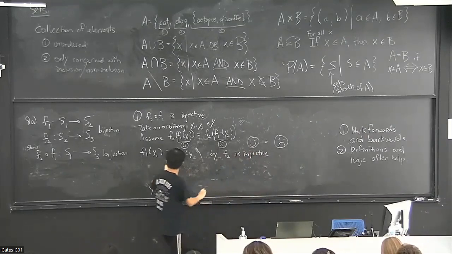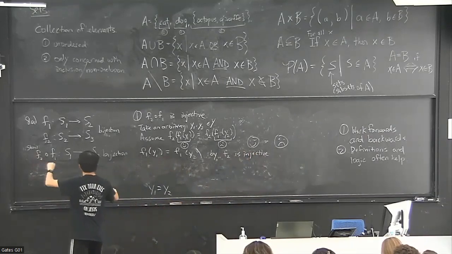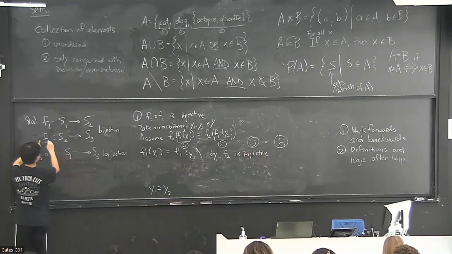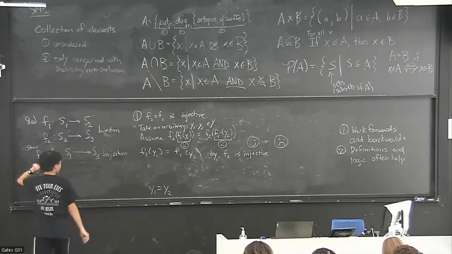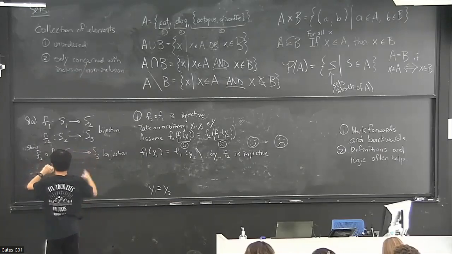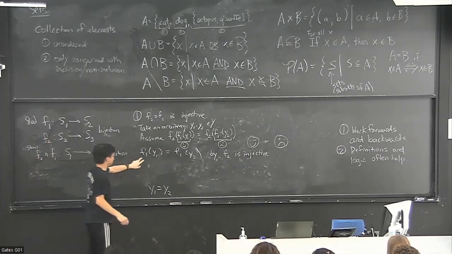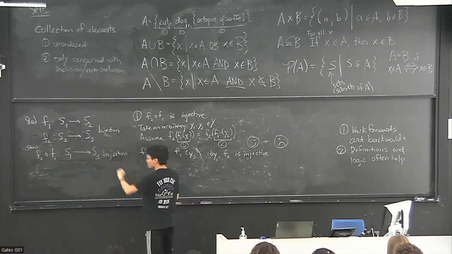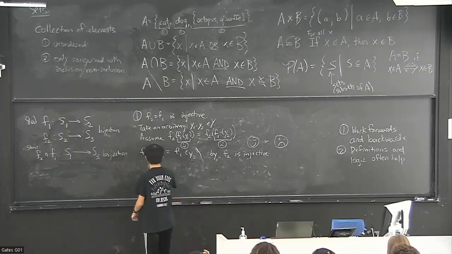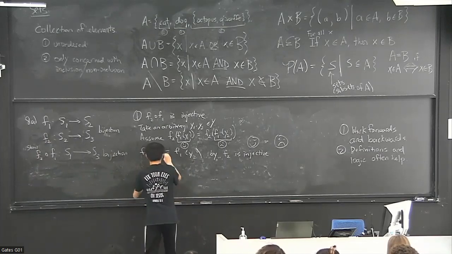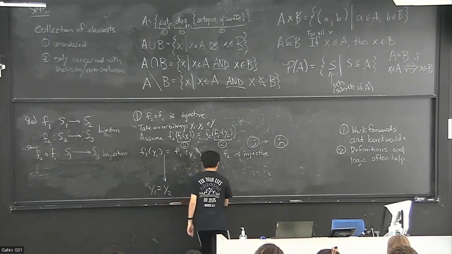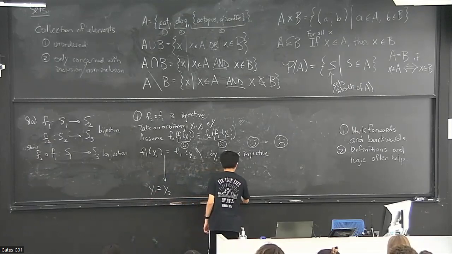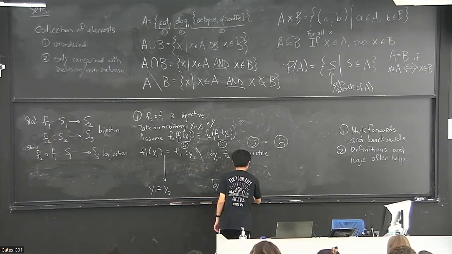Now what else do I have here? I've used this piece of information, f2 is an injection. I haven't used f1 as an injection yet. So f1 is a bijection, which means f1 is an injection. Looking at the definition, f1 is an injection. That means y1 is equal to y2. This is by f1 injection.